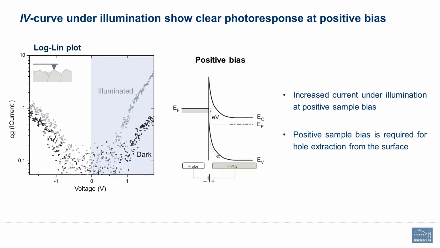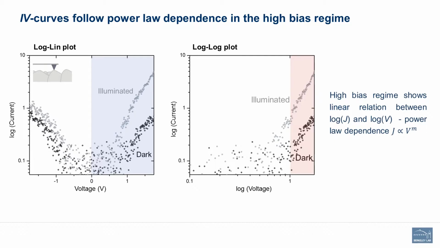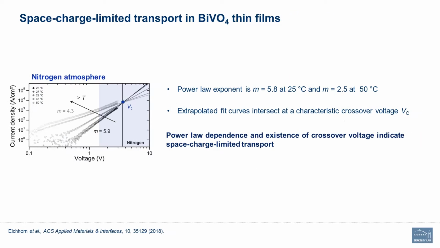The IV characteristic can be best described by a linear correlation in a log-log plot, which corresponds to a power law dependence. In the following, we will run temperature-dependent IV curves to determine the underlying charge transport mechanism in BIVO thin films. So we recorded IV curves for increasing temperature starting at 25 degrees C, and we increased it to 50 degrees C. We observe an increase in the maximum current, but also we observe a change in the slope of our IV curves.